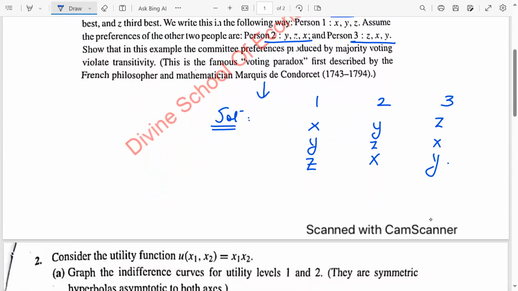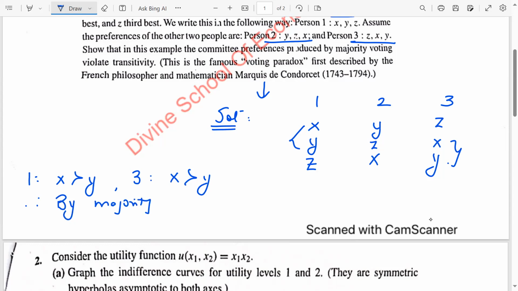Now guys, if I go by majority, one prefers X over Y. And 3 also prefers X over Y. For individual 3 also, X is preferred over Y. So therefore, by majority, there are 3 people, 2 are preferring X over Y. They rank X ahead of Y. So by majority, I can say that X is preferred over Y.